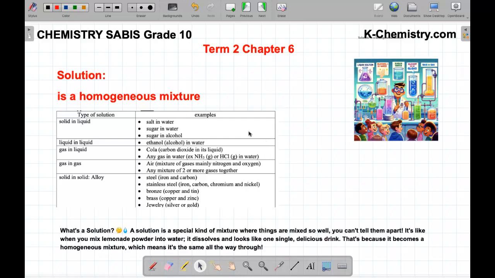Trying to explain what is the meaning of a solution today. A solution is a homogeneous mixture. So what is a solution? It's a special kind of mixture where things are mixed well. You cannot tell them apart.